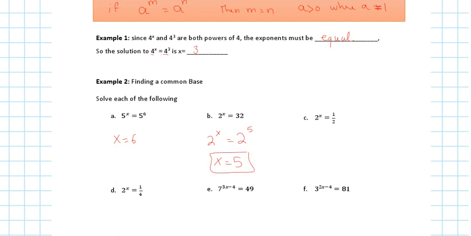Now you can check your answer here. You can take 5, put it here, 2 to the power of 5, put it in the calculator, and that should give you 32.